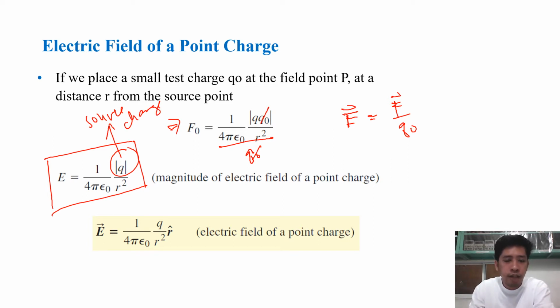In vector form, you have your electric field written as vector E equal to 1/4 pi epsilon naught Q over r squared, and then you have your r hat. This part is the magnitude, and the r hat gives the direction of the vector. So E equal to 1/4 pi epsilon naught times the magnitude of Q over r squared is just the magnitude of the electric field of a point charge.